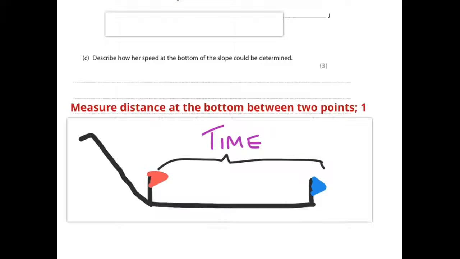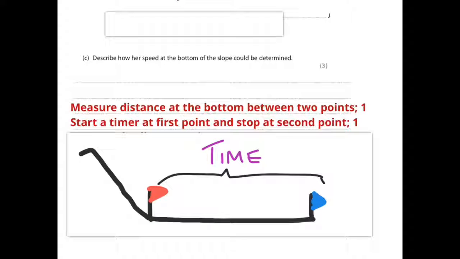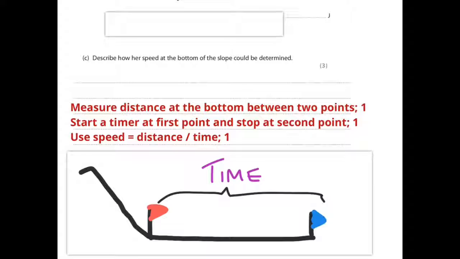So measure the distance at the bottom between 2 points. Start a timer at first point and stop at second point. Use speed equals distance divided by time.